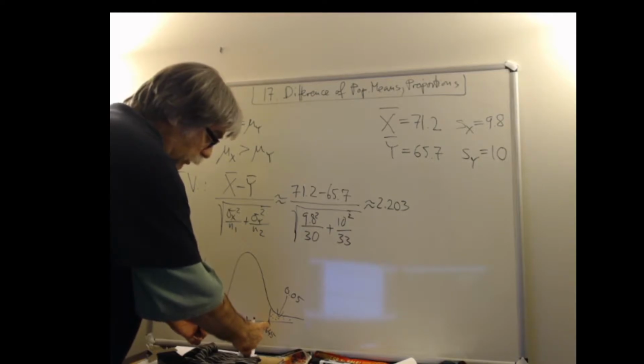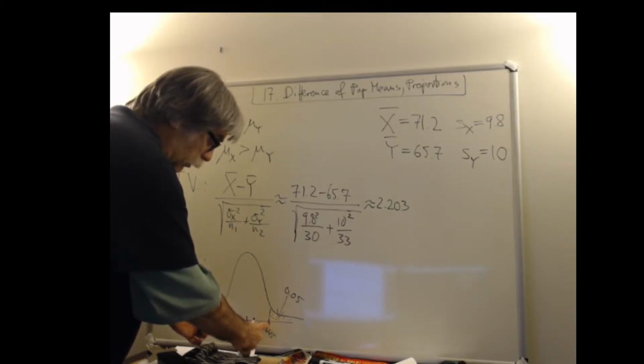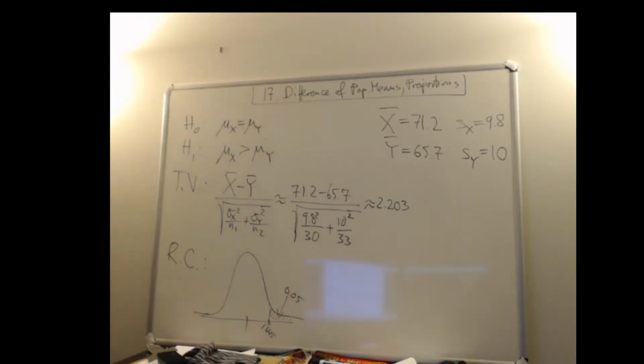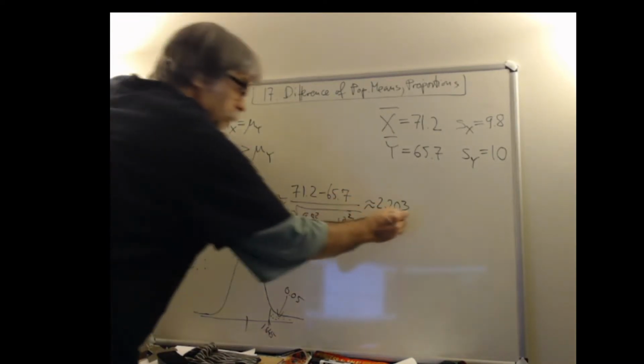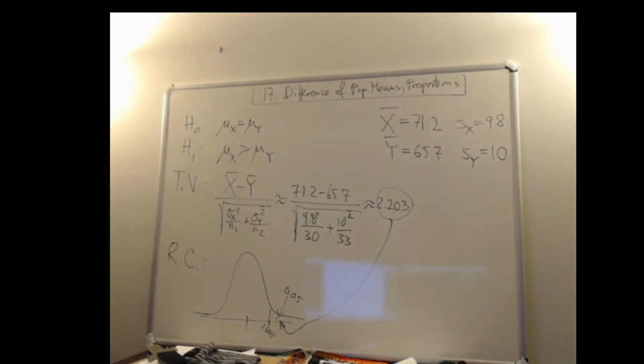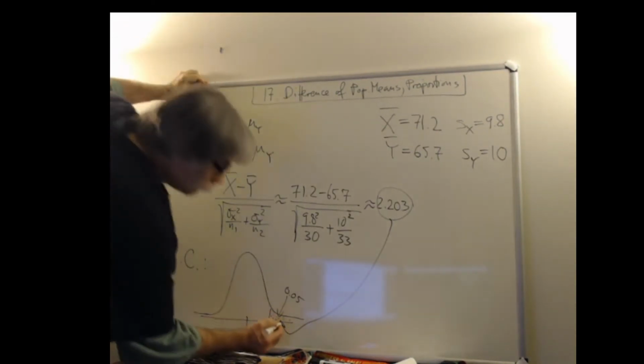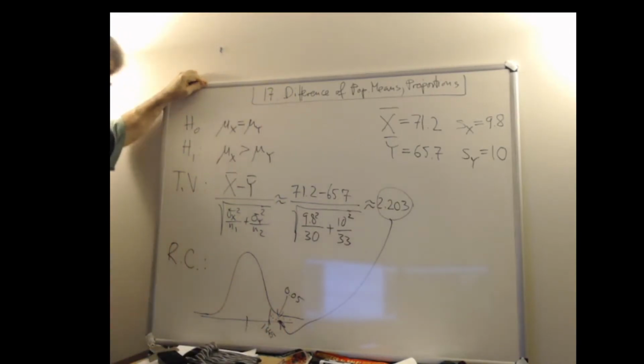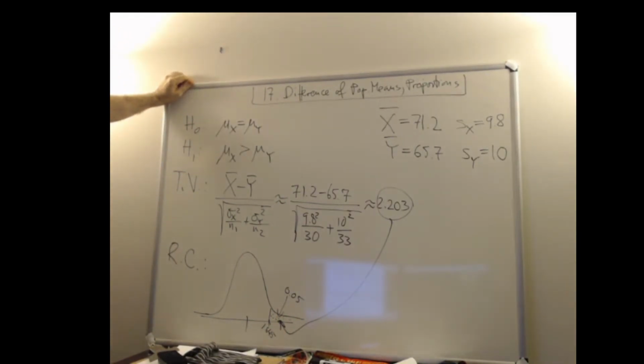Between negative 1.645 and positive 1.645, there's a confidence of 90%. So this is something we have introduced a long time ago. Okay, where is this test value? It's in the tail. Because it's in the tail, we will reject the null hypothesis.